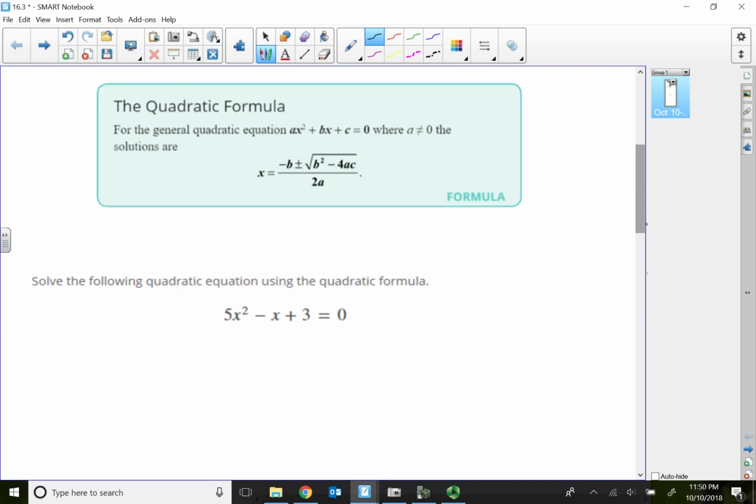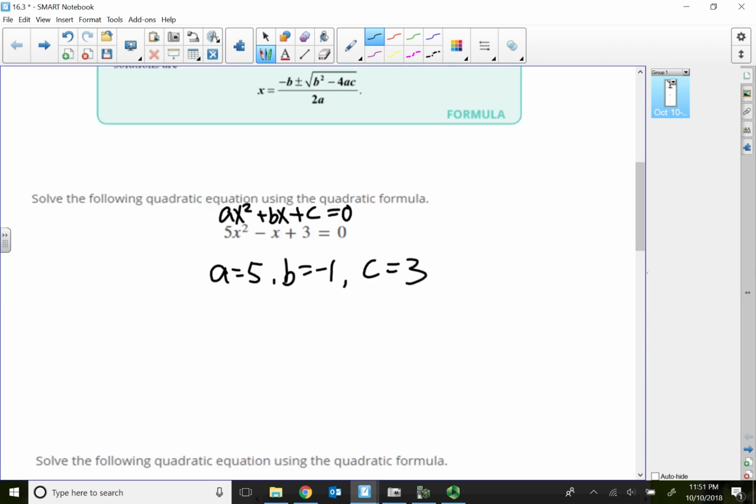In order to use the formula, you have to know what a, b, and c are. This quadratic equation consists of three terms: ax squared plus bx plus c. So we have to figure out what a, b, and c are. A is the coefficient of the leading term, which is 5. B is the coefficient of the second term, the x term, which is negative 1. And c is just going to be positive 3 here. So I have my a, b, and c.